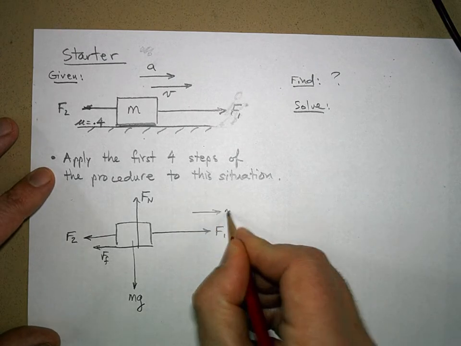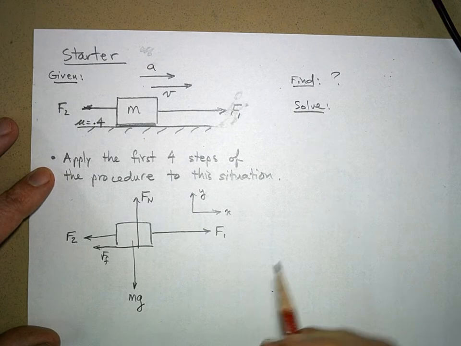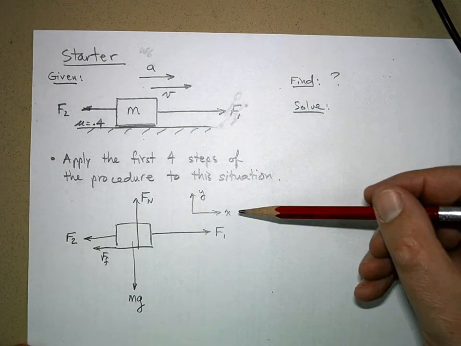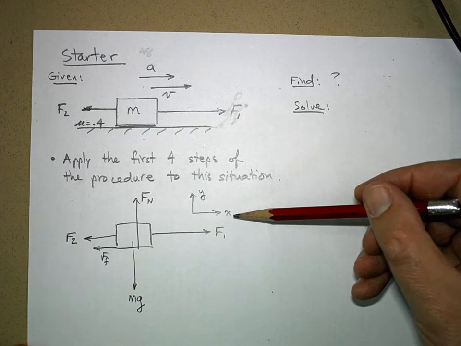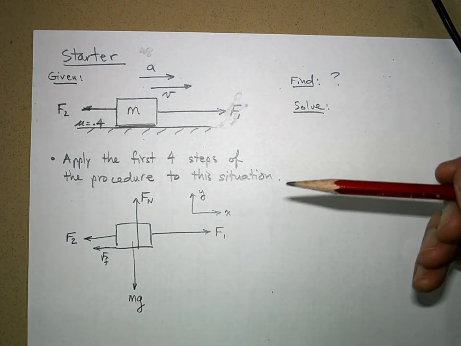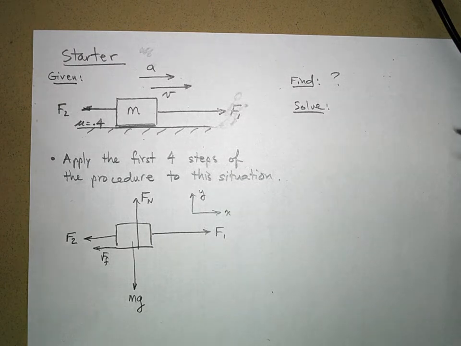And let's make this the x direction and this the y direction. If I know the direction of the acceleration, I always try to make my positive x or positive y direction in the direction of the acceleration. You don't have to, it just usually makes it a little bit easier to solve the problem. So I'm going to make positive x to the right, which is pretty standard. All right, now comes step 4.